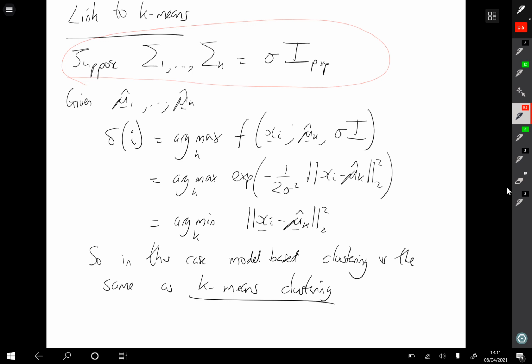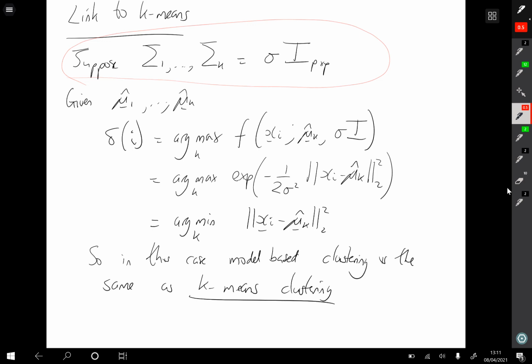Model-based clustering allows us to have covariance matrices that aren't diagonal. It allows us to scale the different variables. It allows us to have different covariance matrices for different clusters and so on. So model-based clustering with Gaussian clusters is much more powerful, but we have more parameters to estimate, and that leads to problems with identifiability and so on.